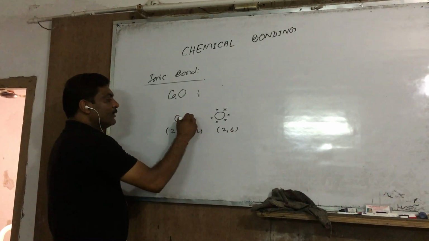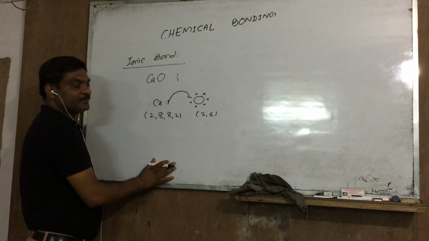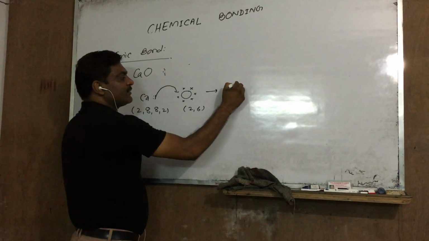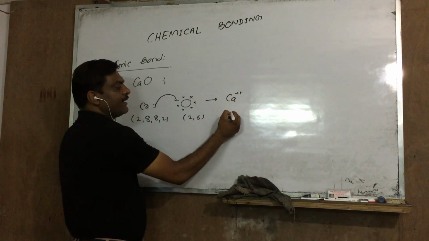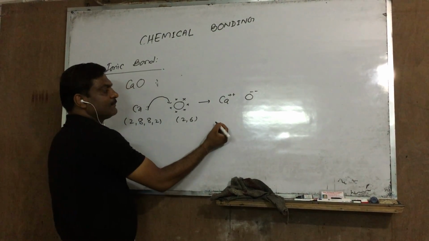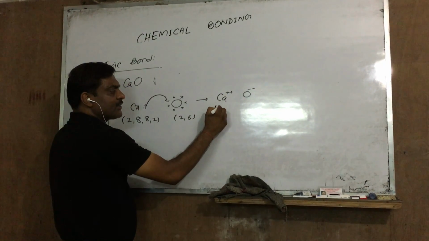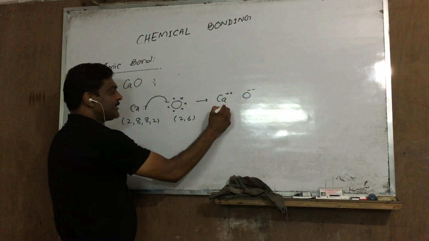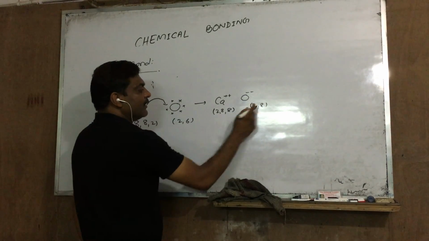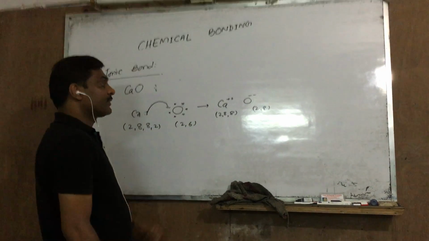Calcium loses 2 electrons to the oxygen atom. By losing 2 electrons, the calcium atom forms Ca2+ ions and the oxygen atom forms O2- ions. The electronic configuration of calcium becomes 2-8-8 and of oxygen it becomes 2-8. Now both are stable. Both have a stable electronic configuration.